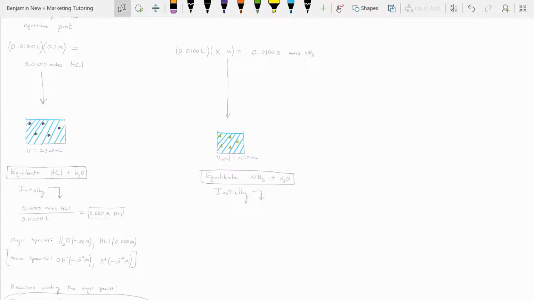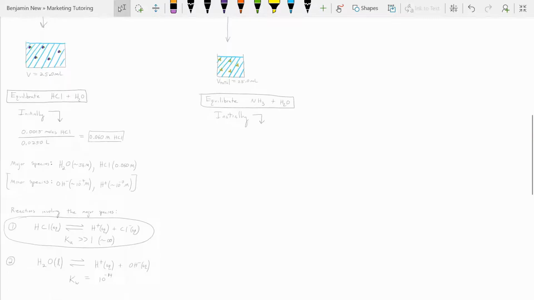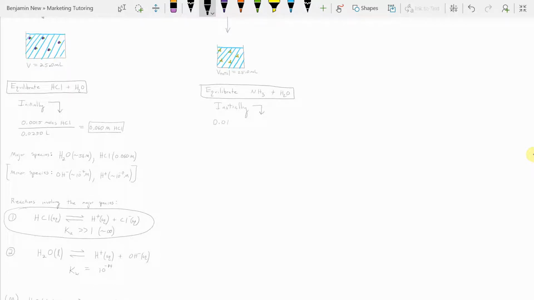So initially, well, what do we have? We have 0.0100x moles of ammonia. And the volume in which those molecules are sitting, well, that's 0.0250 liters. And so that equals 0.400x molar ammonia.